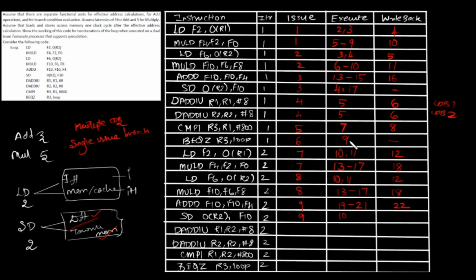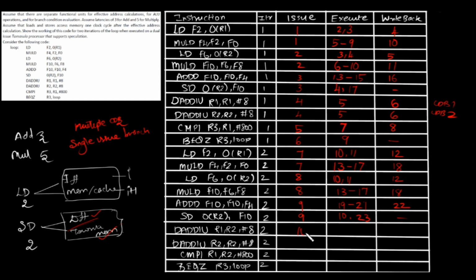Why? Because our branch is resolved at 9 itself, hence we can perform immediately. If the branch is resolved at the 10th clock cycle, we have to put 11 here. We have to make sure that all these second iteration operations take place only after the resolution of the branch. Execution has to continue only after branch resolution. Now it will complete its effective address at 10, but it has to wait for the result from the add, so it can perform the write at 23, and there is no write back for store.